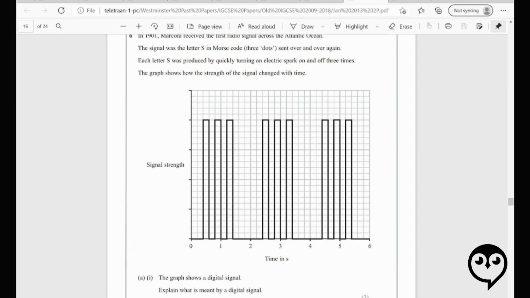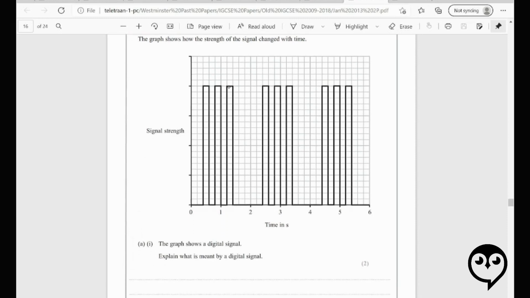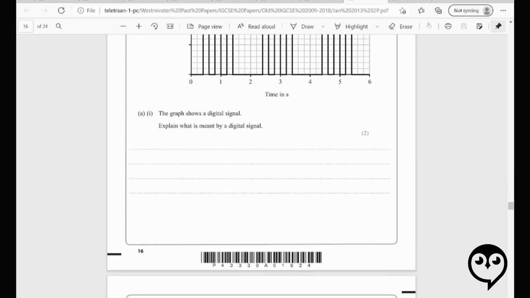The graph shows the strength of the signal. The signal is either being sent, it's either on or off. So you see it's a digital signal. The graph shows digital. What is meant by digital? So digital has either values of 1 or 0, or high or low, or on or off, and that's it. There's no in between. It's either on or off. Explain it something like that.